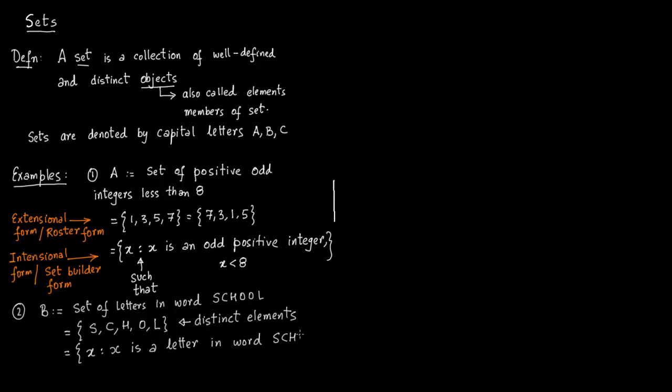So the first form is the extensional form or the roster form. And the second one, x such that x is a letter in the word school, is the set builder form.